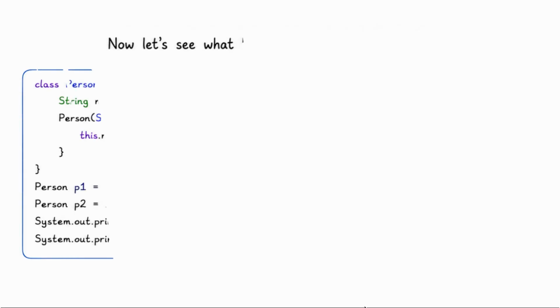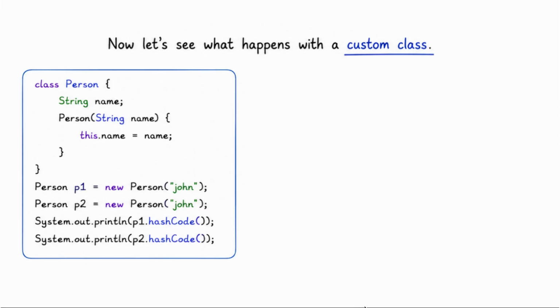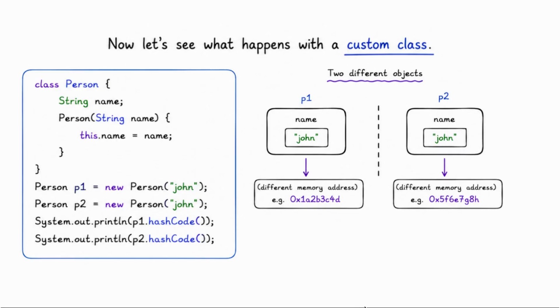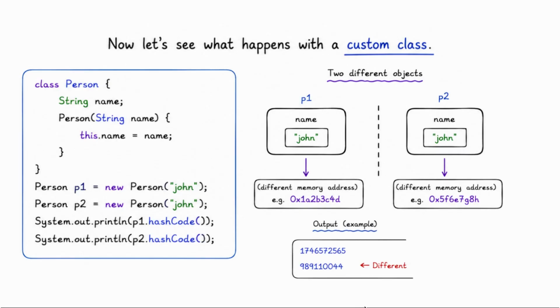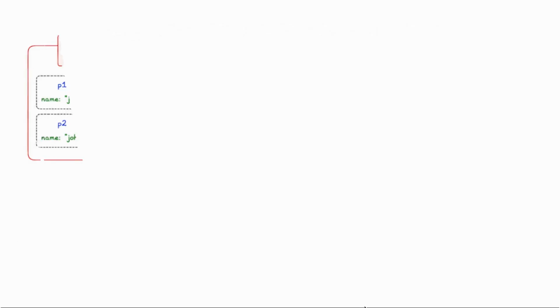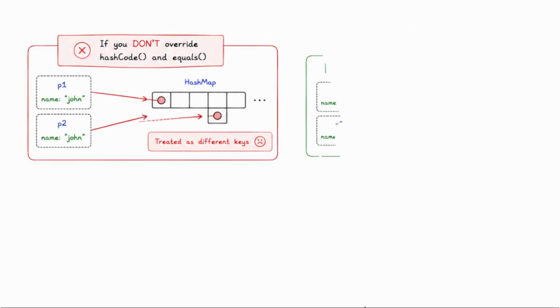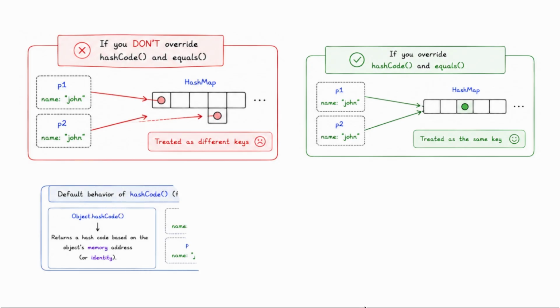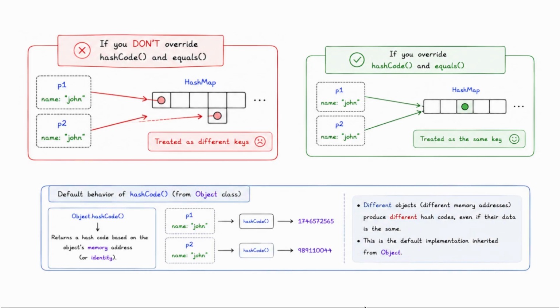Now let's see what happens with a custom class. Even though both objects contain the same data, they will produce different hash codes because we are using the default implementation inherited from Object. That's why if you use a custom object as a HashMap key, you should override both hashCode and equals. Otherwise, HashMap won't be able to recognize two logically equal objects as the same key.